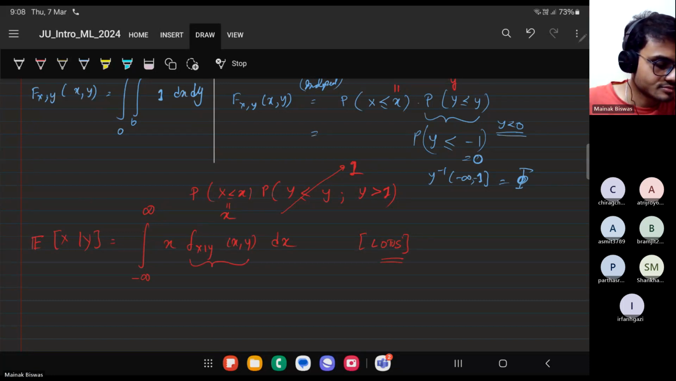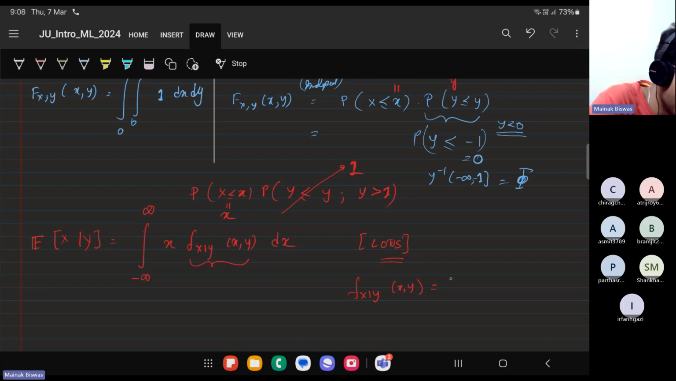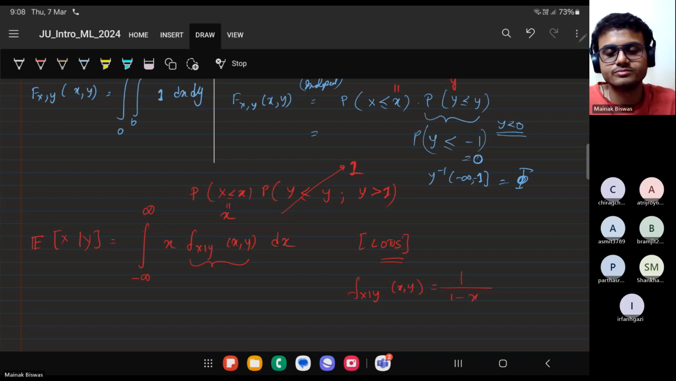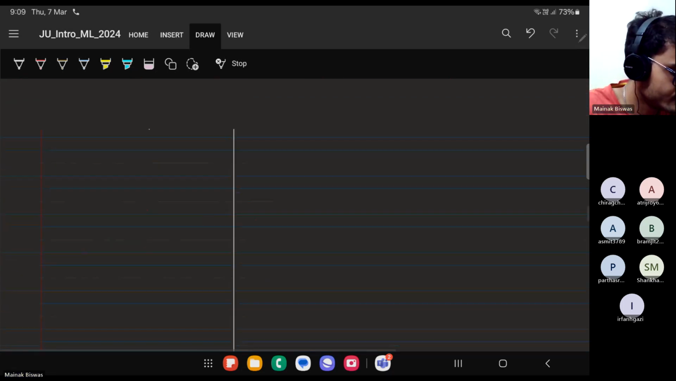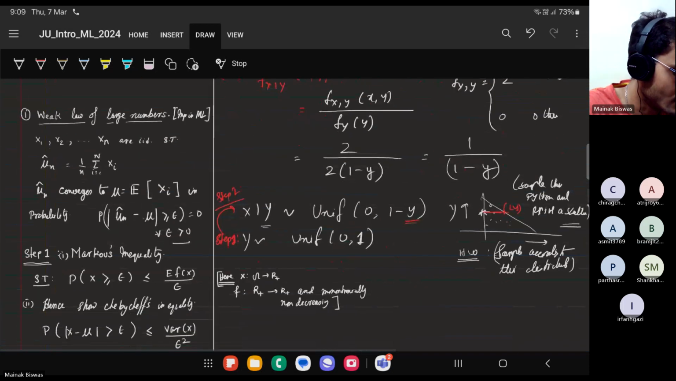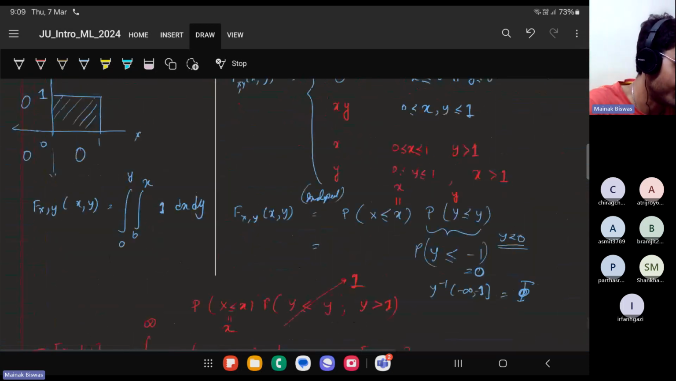So let us find the expected value now. What is the f of x given y? What is this value? We have found it to be 1 by 1 minus y. Yes or no? Again, I have written 1 by 1 minus y, right? Y is given to you. That's what we found. Yes, 1 by 1 minus y.